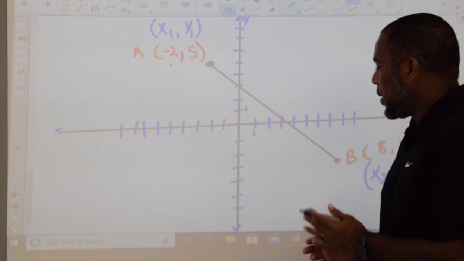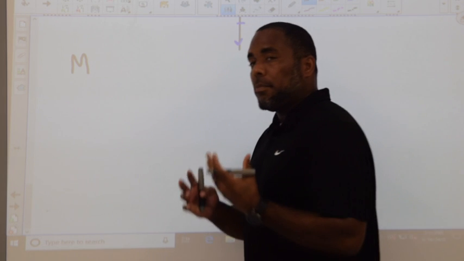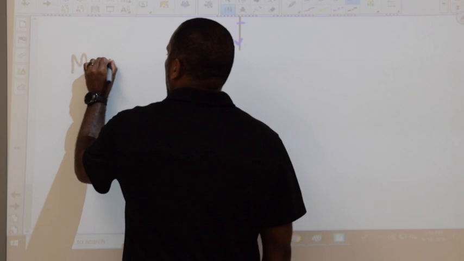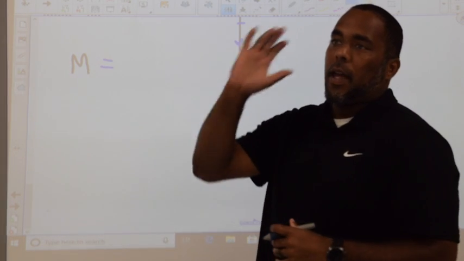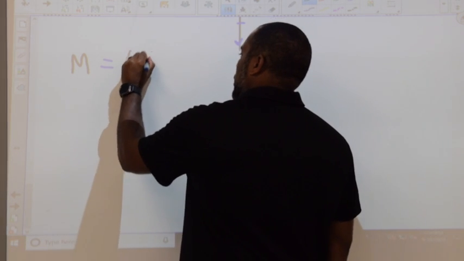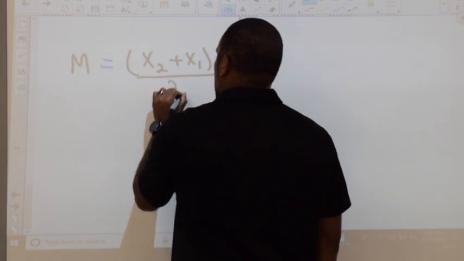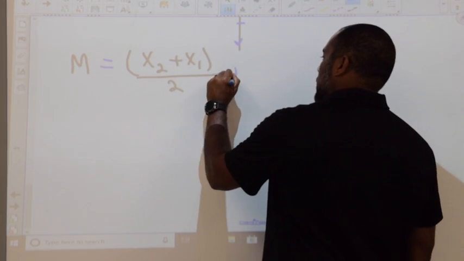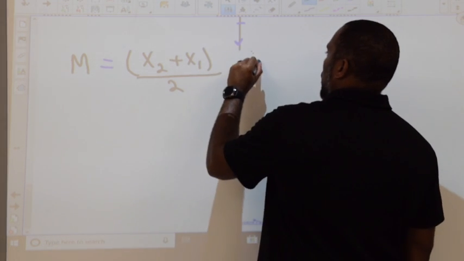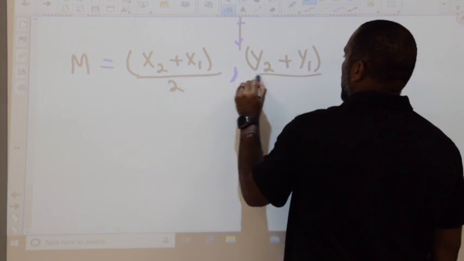That's going to bring us back to that. What is the middle? The middle must be a coordinate. The midpoint here is a coordinate. It is a point on the graph. So it's going to have an x piece and a y piece. So to find the middle of the x, it was x2 plus x1 over 2. The y piece, comma, because coordinates are x, comma, y, y2 plus y1 over 2.